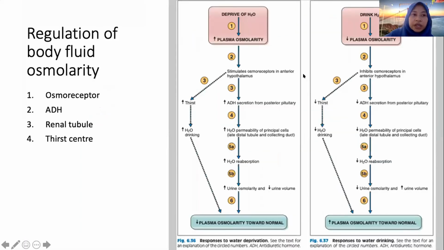This is another diagram, a flow chart showing the processes from the changes in the plasma osmolarity leading to the correction of the plasma osmolarity, which involves the ADH as well as the thirst.